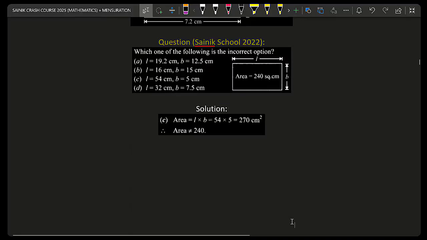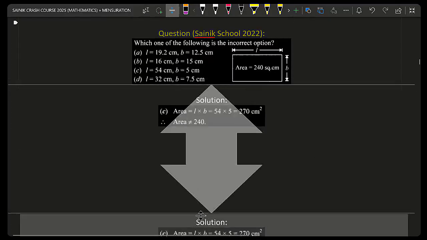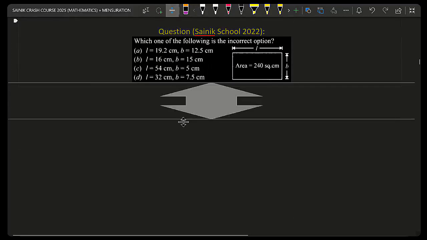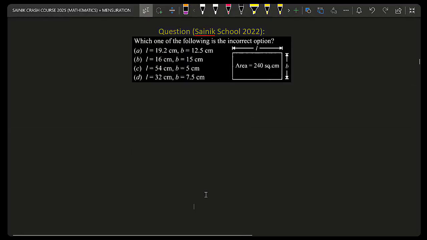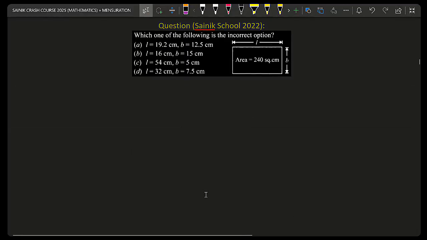Next question. This came in the 2022 exam. Which one of the following is the incorrect option? Simple question. Who is going to answer this? We want to choose which one is the incorrect option here. Abhida, you had a doubt in the previous section. What was your doubt? Sir, can I answer this question? Okay, you can answer.